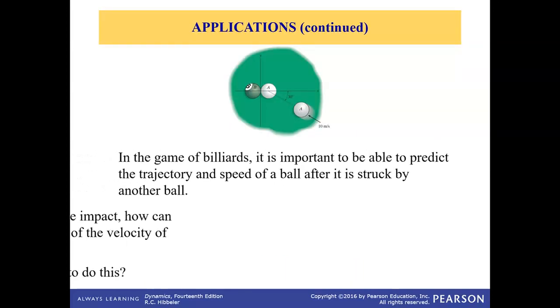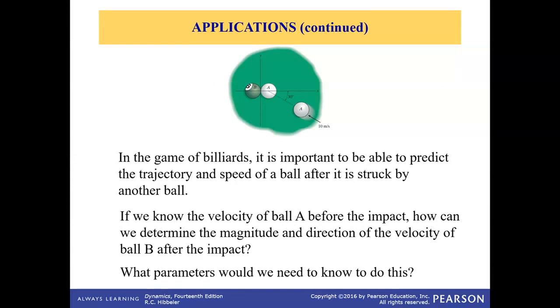Now, types of impact. In the game of billiards, it is important to be able to predict the trajectory and speed of the ball after it's struck by another ball. If we know the velocity of ball A before the impact, how can we determine the magnitude and direction of the velocity of ball B after impact?